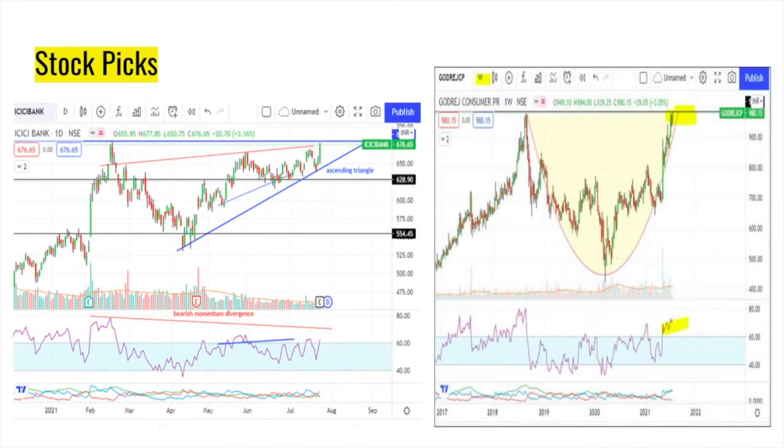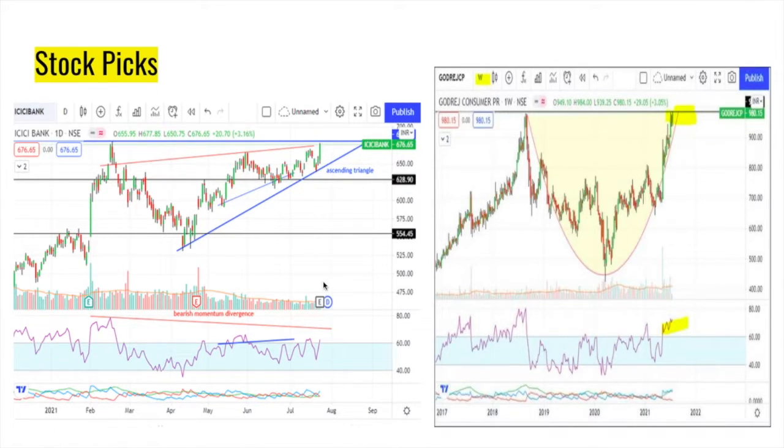The stock picks for the next week: I have picked two of them. One is ICICI Bank. You can see that there is an ascending triangle on this daily candle chart. This can break out at this level or before that also. Ideally, it has to be 3/4 of the entire triangle. So this looks like it is breaking out.